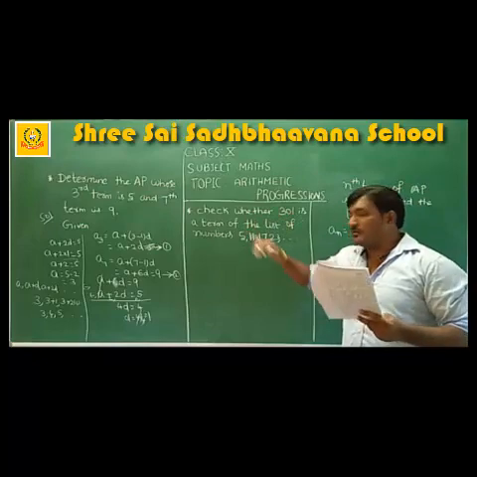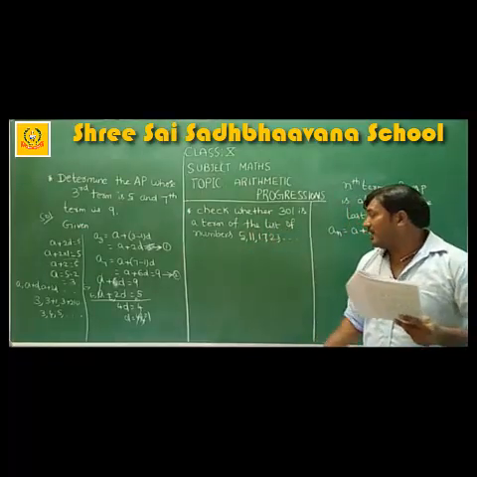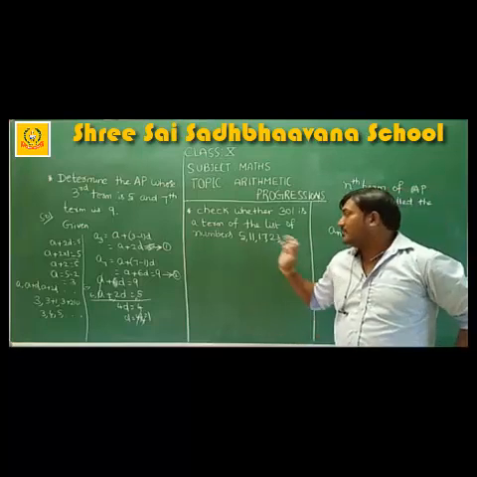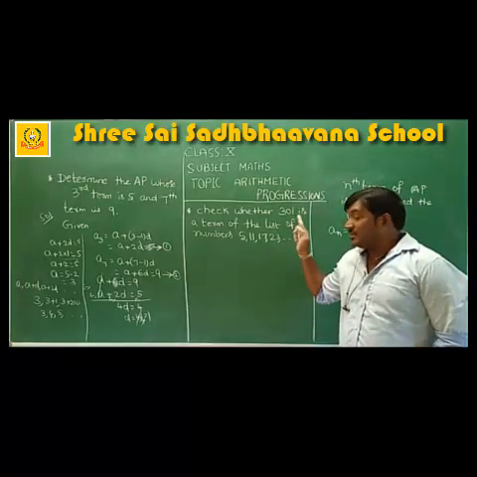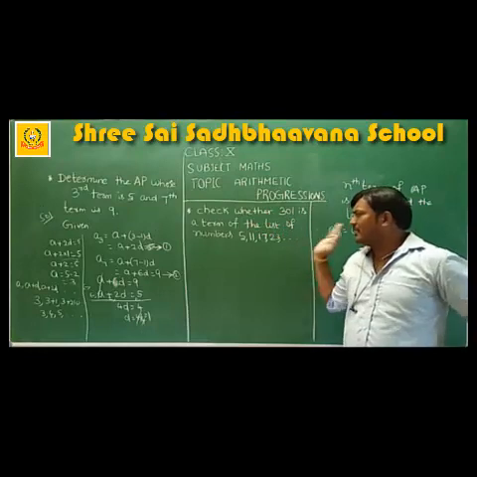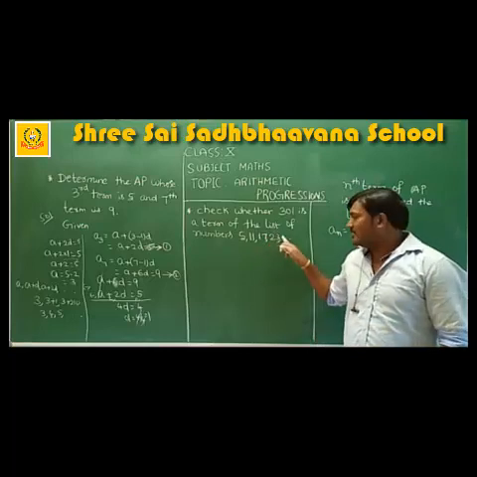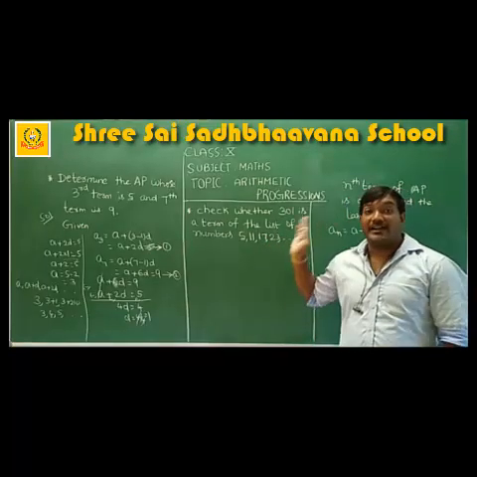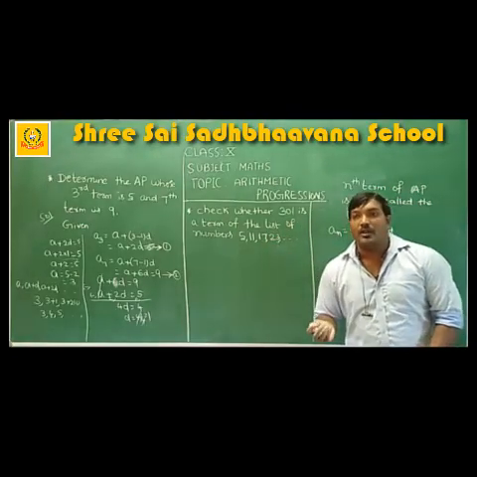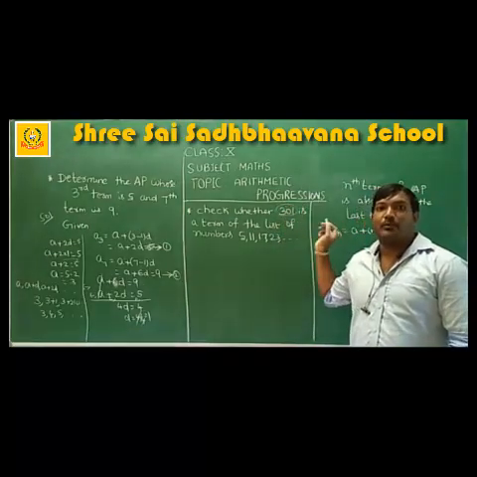This is a sum which is interesting. Check whether 301 is a term of the list of numbers 5, 11, 17, 23, and so on. When you consider this AP, you have to understand the question properly. Will 301 come in this list? You will write 5 plus 6 is 11, 11 plus 6 is 17, 17 plus 6 is 23, plus 6, 29, and so on. The list will continue. Where it ends, we don't know. This is an AP for which we don't have the n value. So we have to find whether this term is there in this arithmetic progression.